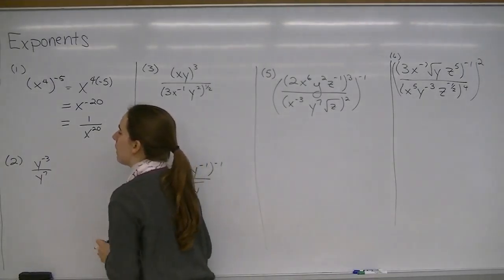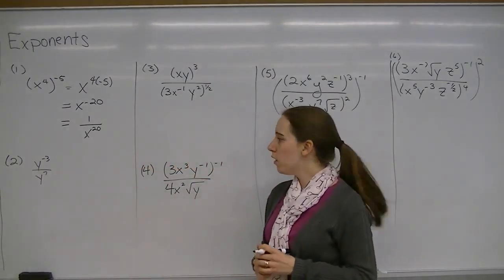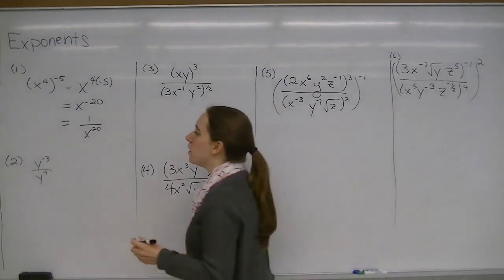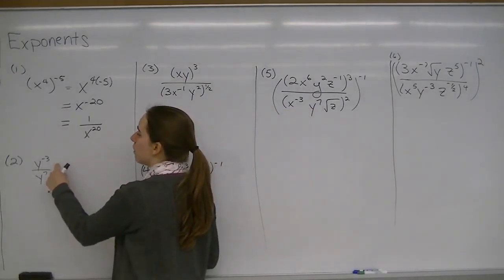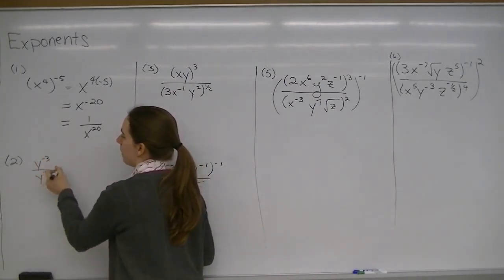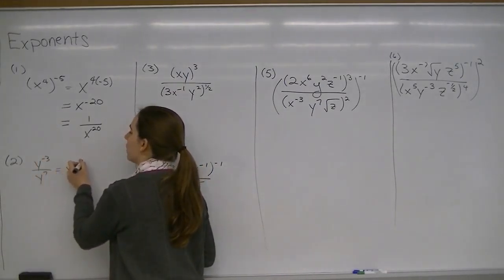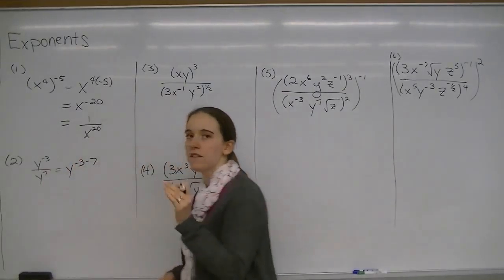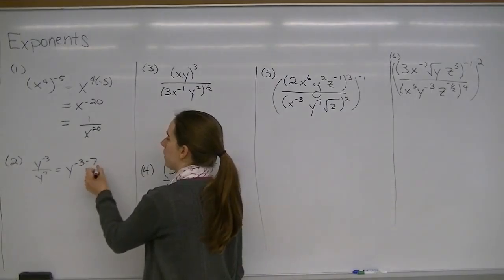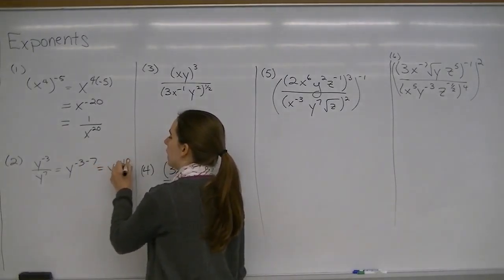So this one, we have y to the negative third over y to the seventh. There are a couple different ways we can do this. So first of all, we can just remember the rule that if we have y to some power over y to another power, we can just subtract their powers. Be really careful about signs. So we end up with y to the negative 3 minus 7 power, or y to the negative 10.